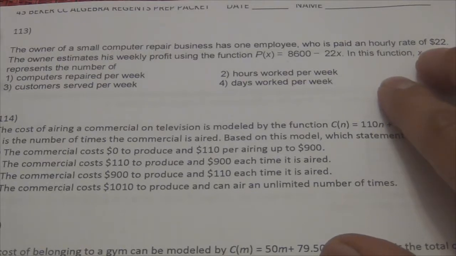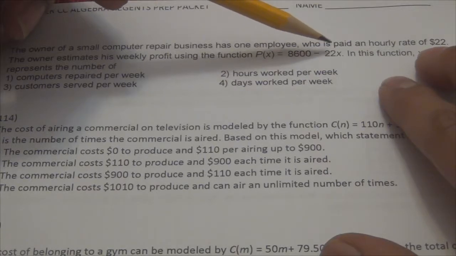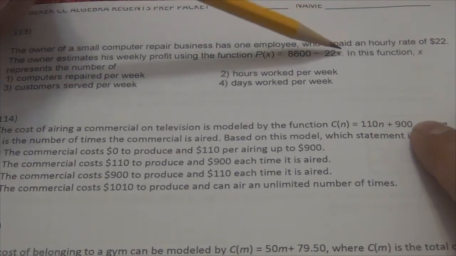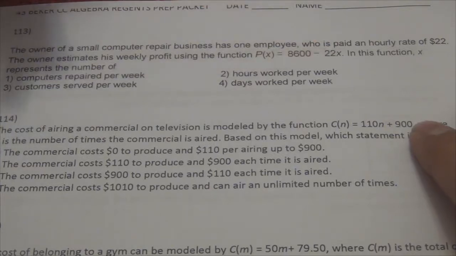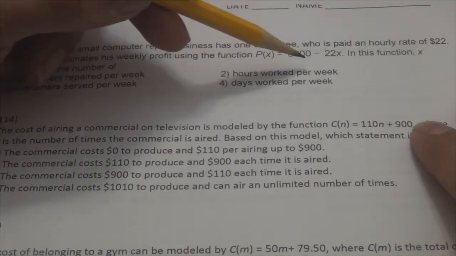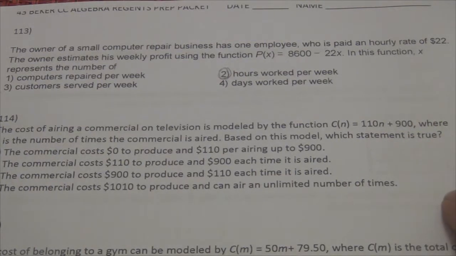We already know what X represents. The hours, $22 an hour. So then it cannot be computers repaired. It cannot be customers served per week. Nope. Hours worked per week. Of course, this is what it means. Remember, $22 an hour, or per hour. And he's talking about estimating his weekly profit.